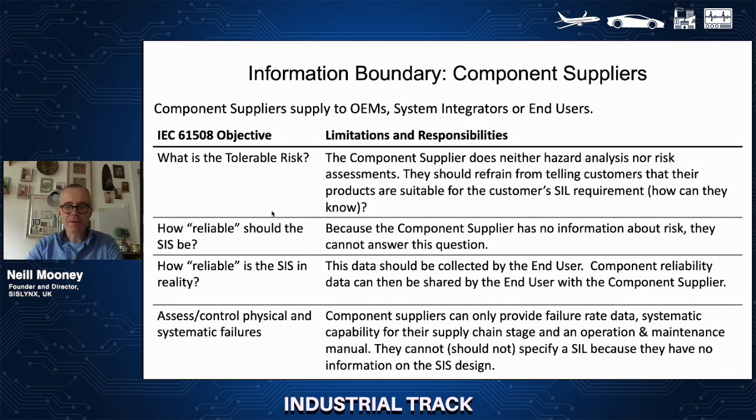Okay, so the first information boundary we're going to look at is for the component supplier. And as we've seen, the component supplier supplies to OEMs, system integrators, or end users. And we're going to be looking at the objectives of 61508 that we talked about earlier. What is a tolerable risk? How reliable should the SIS be? How reliable is the SIS in reality? And also, how do you assess and control physical and systematic failures at this point in the supply chain?